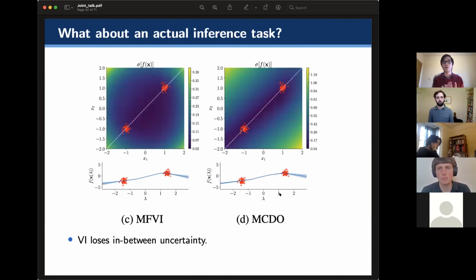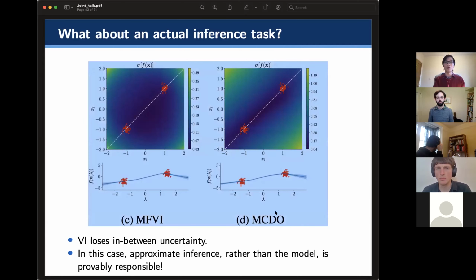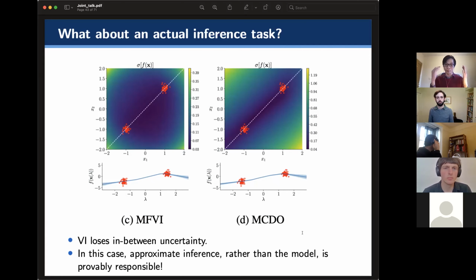But if we use mean field VI or MC dropout, we see that actually almost all the in-between uncertainty is gone, which is in accordance with the theorems that we proved. So in this case, approximate inference, rather than the model, is actually provably responsible for this bad behavior.